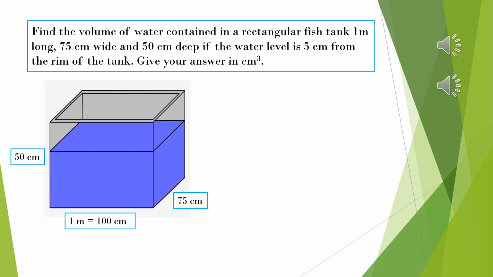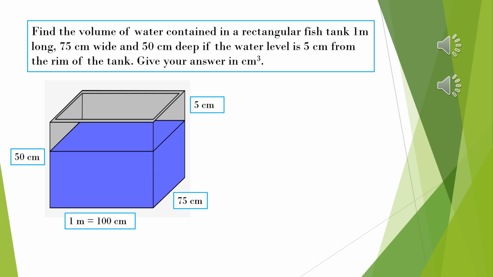How about the water level? The water level is 5 centimeters from the rim of the tank. From the rim, the top. So start from the top to the water level is 5 centimeters. Of course, the height of the water is 45 centimeters. 50 minus 5 is 45 centimeters.